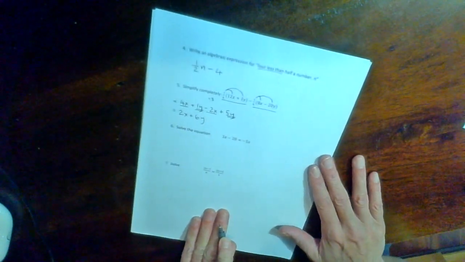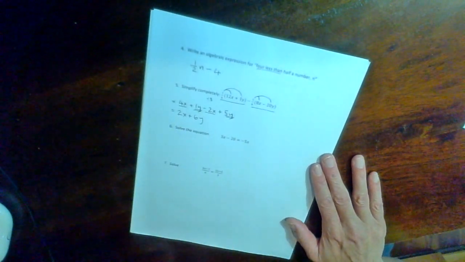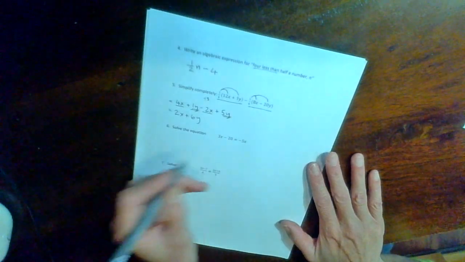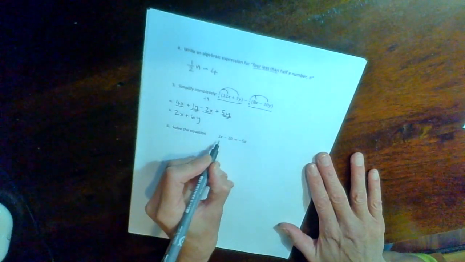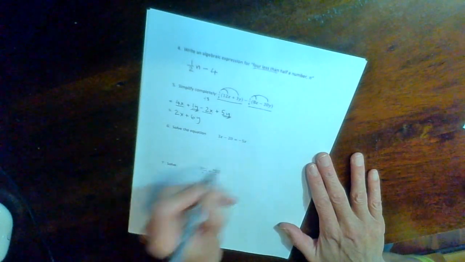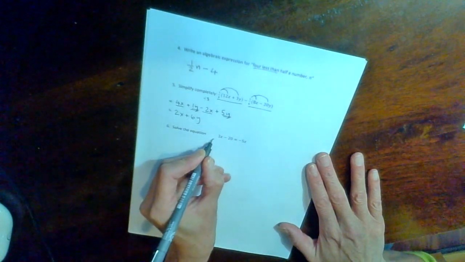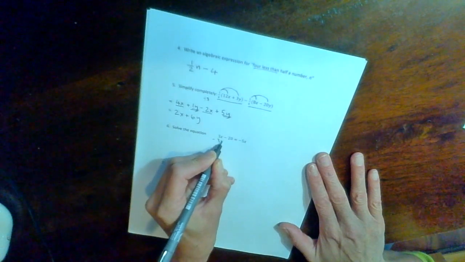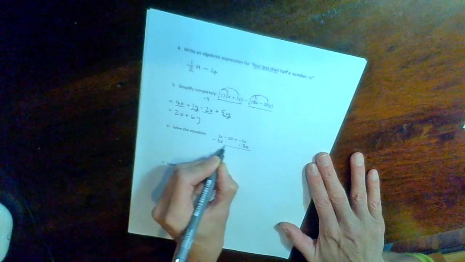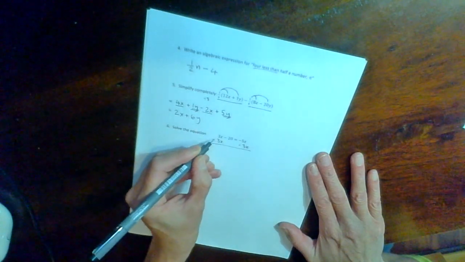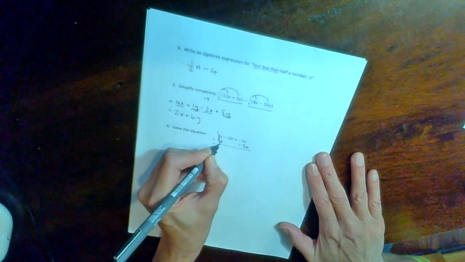Number 6, solve the equation. Well, when we solve an equation, we want all the variables on the same side. So if I look here, I've got a variable on the left and a variable on the right. So let me get them all on the right by subtracting 3x from both sides. And be very clear, 3x minus 3x is nothing.